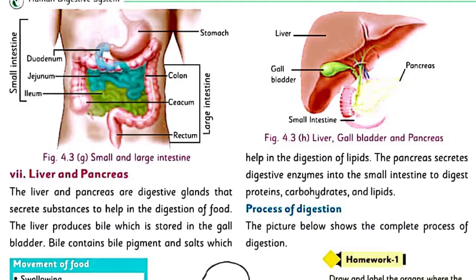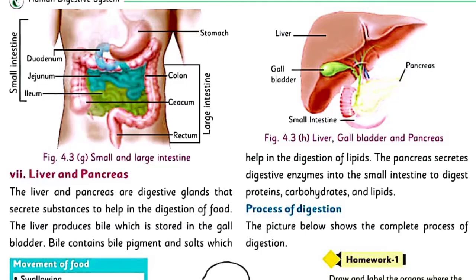7. Liver and pancreas. The liver and pancreas are digestive glands that secrete substances to help in the digestion of food. The liver produces bile, which is stored in the gall bladder. Bile contains bile pigment and salts, which help in the digestion of lipids. The pancreas secretes digestive enzymes into the small intestine to digest proteins, carbohydrates, and lipids.